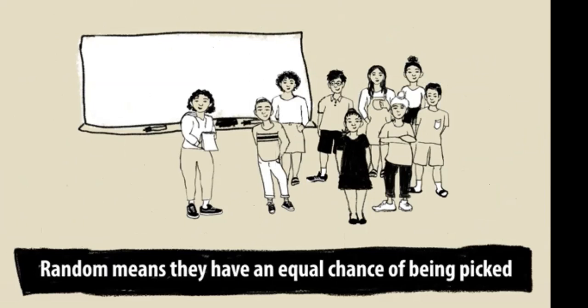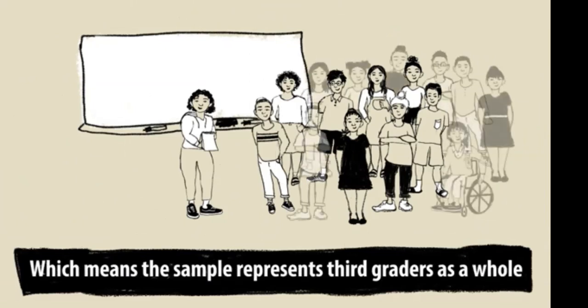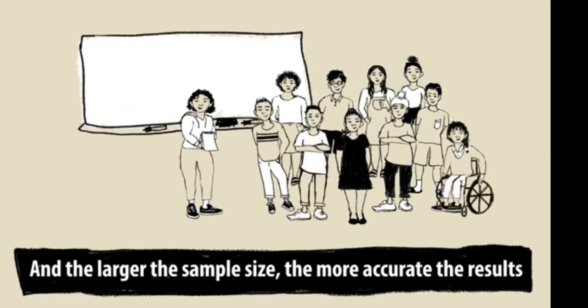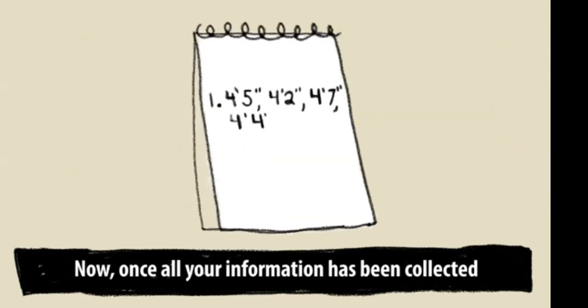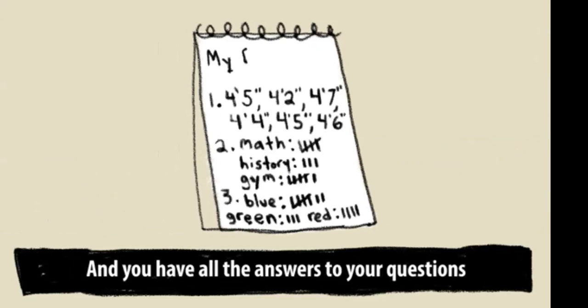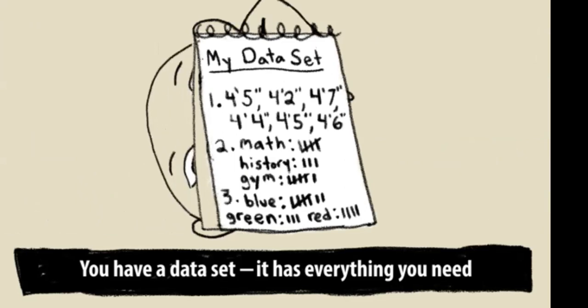Random means they have an equal chance of being picked, which means the sample represents 3rd graders as a whole. And the larger the sample size, the more accurate the result. Now, once all your information has been collected, and you have all the answers to your questions, you have a data set. It has everything you need.